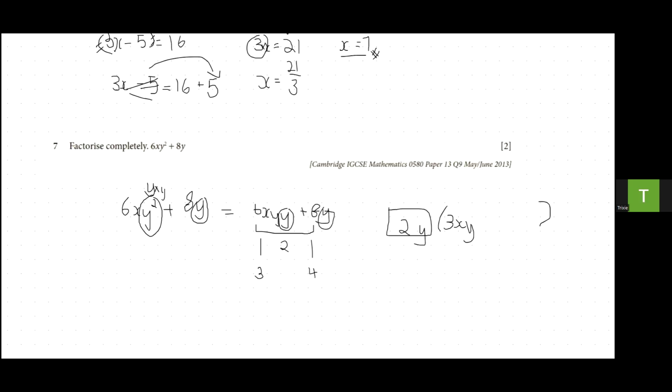Then we just put the plus sign here. And then 8y. 8 divided by 2 is 4. And then y divided by y is 1, so we don't need to write anything. And so the final answer is 2y in bracket 3xy plus 4. And that's all. Thank you.